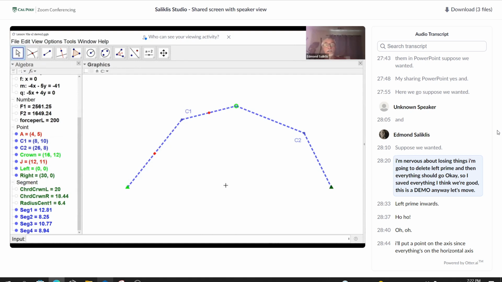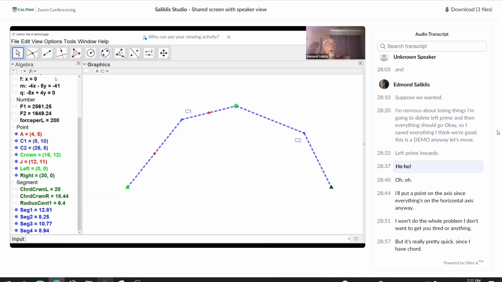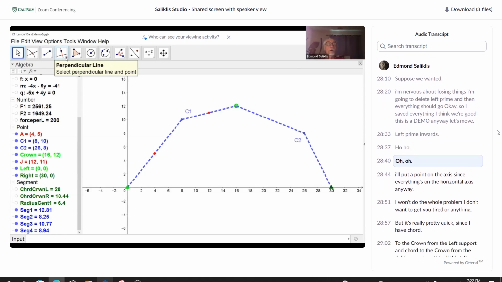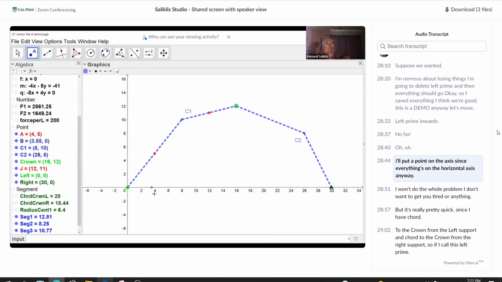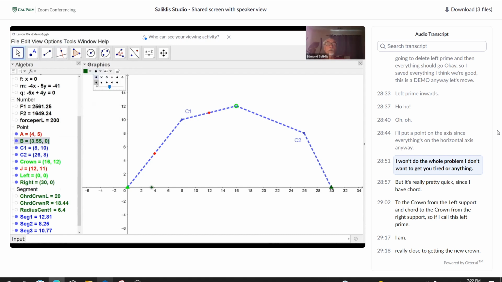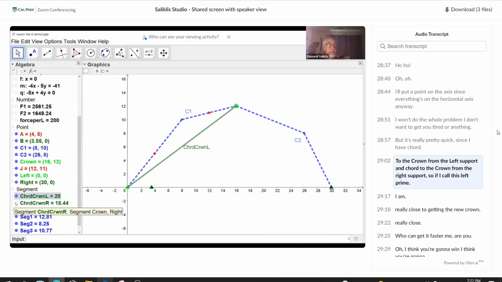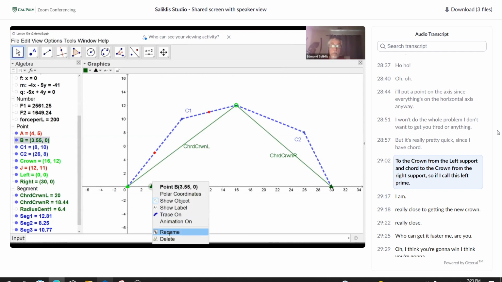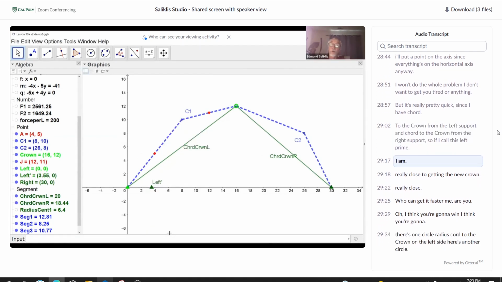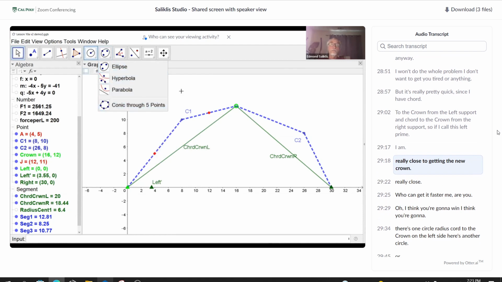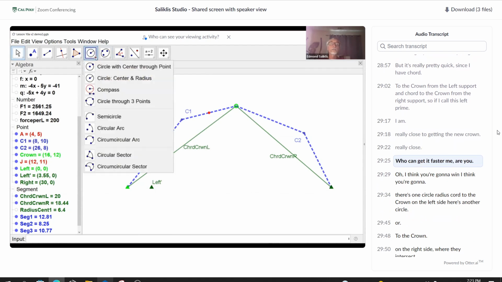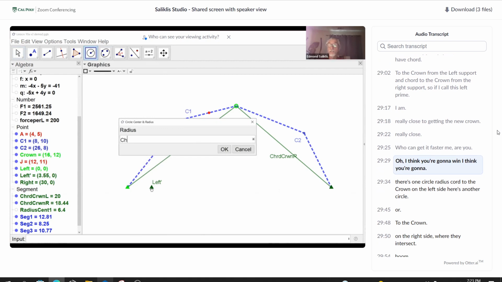Let's move left prime inwards. I'll put a point on the axis since everything's on the horizontal axis anyway. I won't do the whole problem. I don't want to get you tired or anything. But it's really pretty quick since I have chord to the crown from the left support and chord to the crown from the right support. So if I call this left prime, I am really close to getting the new crown. Really close. Who can get it faster, me or you? Oh, I think you're gonna win.